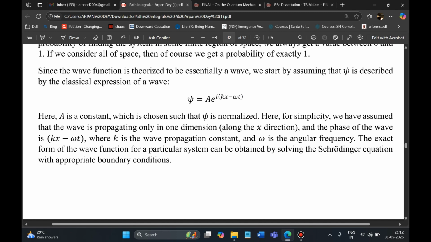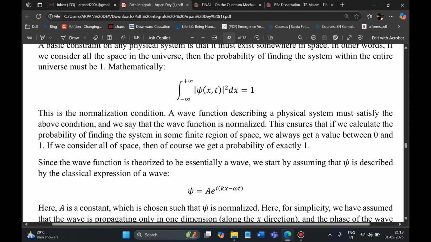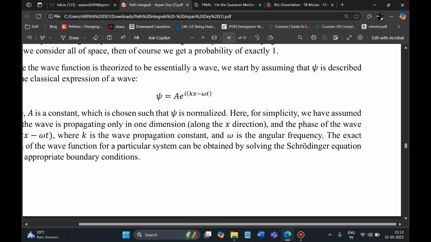So we don't write k like k dot r. If we write in three-dimensional plane waves, we use k dot r, where r is a 3D vector, like x i cap plus y j cap plus z k cap. But here, for simplicity, we are just considering one dimension only, along the x direction, and so A e to the i(kx minus omega t). That's my wave function psi. I mean, we start with this expression. This A is the normalization constant. We have to choose a value of A that ensures that the psi satisfies this condition. Okay.